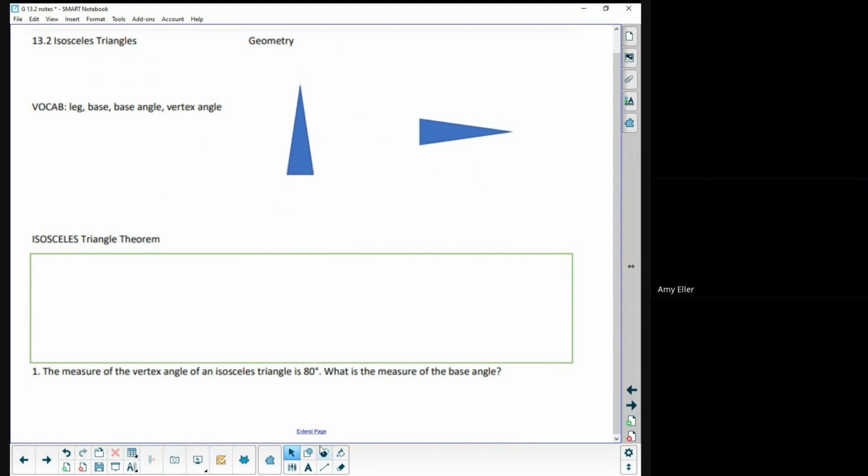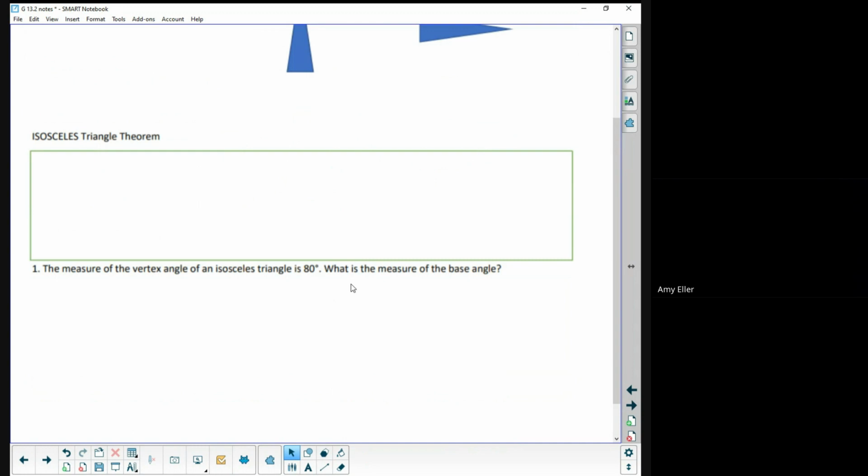Okay, isosceles triangle theorem. There's one theorem for today. Here it is. If it is isosceles, then, this is the biggest, most important sentence for the day. If it is isosceles, so if two sides match, then base angles are congruent.